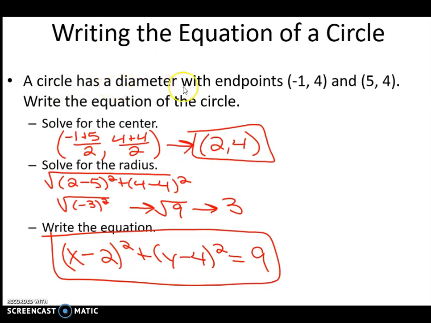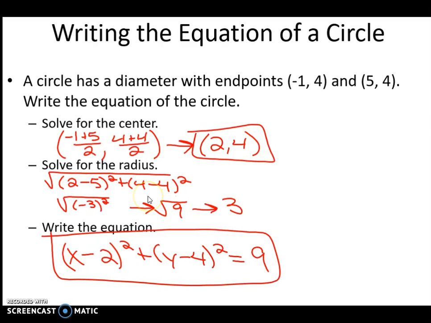A circle has a diameter with endpoints (negative 1, 4) and (5, 4). Write the equation of the circle. So first you have to solve for the center. If I do negative 1 plus 5 divided by 2, I'm going to get the center of the circle. If I add these two and divide by 2, I get the midpoint, which is the center. And then 4 plus 4 divided by 2 is 4. So if I want to find a center, I just have to add these and then divide by 2. That will give me the center of the circle.